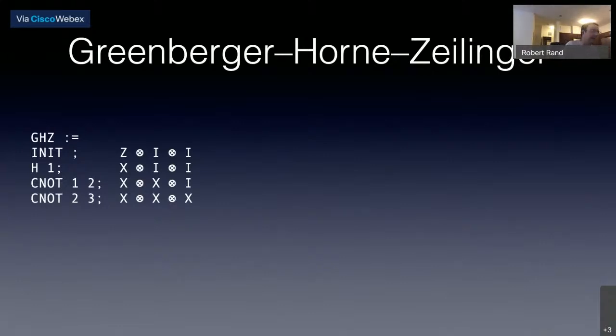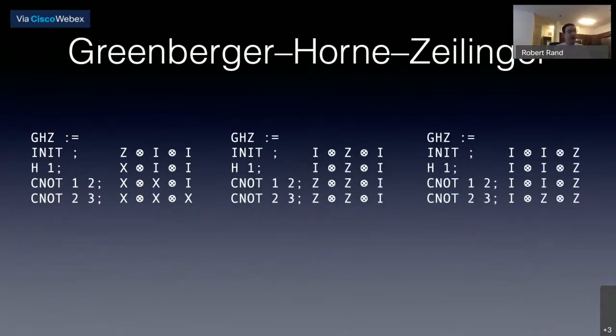So let's look at the case where the first qubit is in the Z basis and separable from the other qubits. Well, applying H to the first qubit will convert it into an X. Applying a C naught propagates the X, and applying another C naught propagates the X again. So we get out of that X tensor X tensor X. And even easier derivations can be done for when the second or third qubit is Z, because no X's even appear.